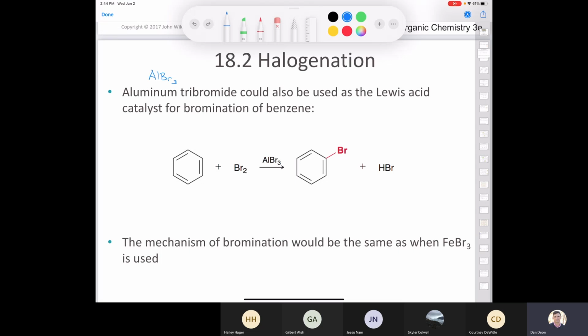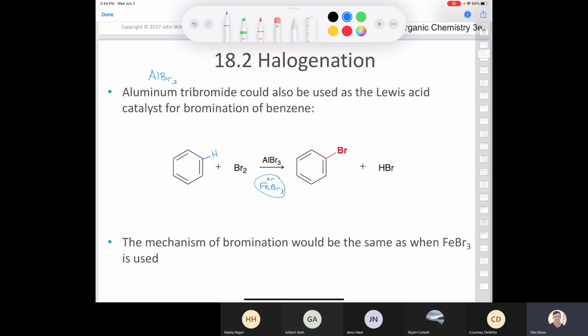So what have we got now? We can do a bromination, which is a substitution reaction. On benzene, we can substitute a hydrogen for a bromine using aluminum tribromide or using iron 3 bromide. Either one will work. So we'll put here or. Either one of these works.